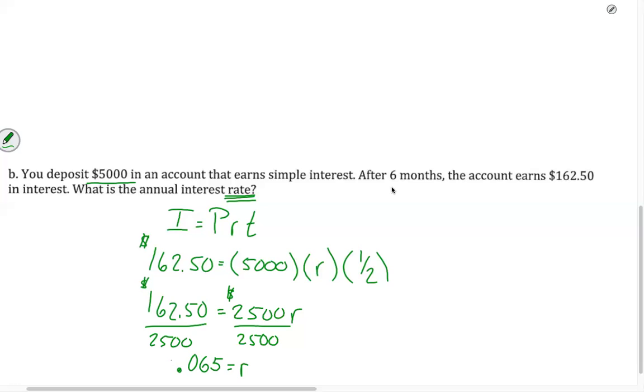Yeah, you got 0.065. Now, are interest rates given as 0.065? No, they're written as a percent. What is that as a percent? Well, it's easy. 6.5%.